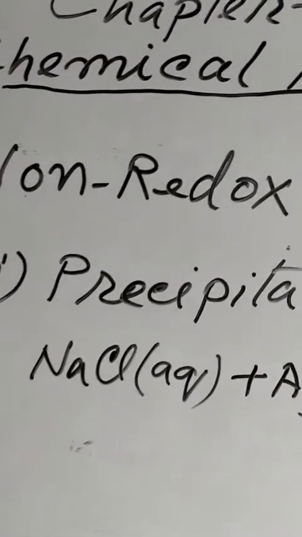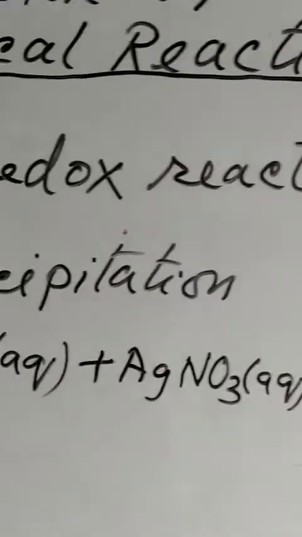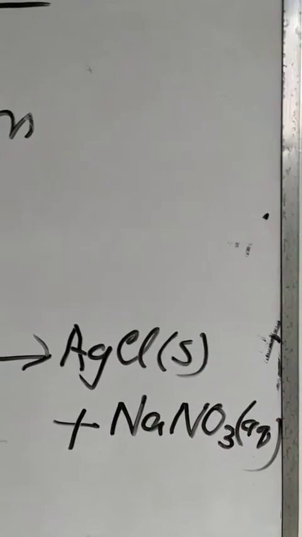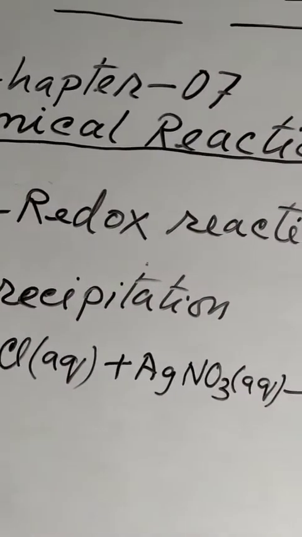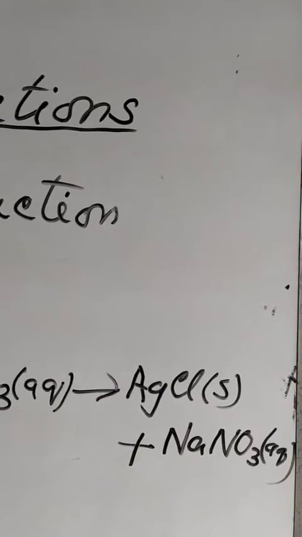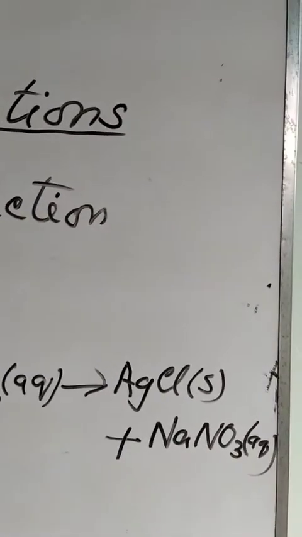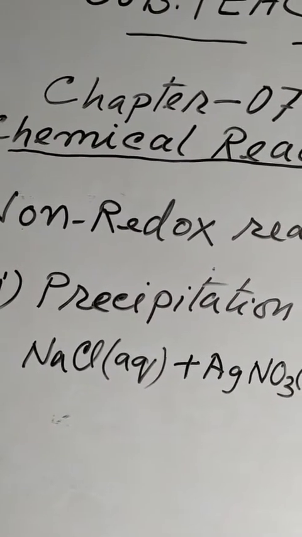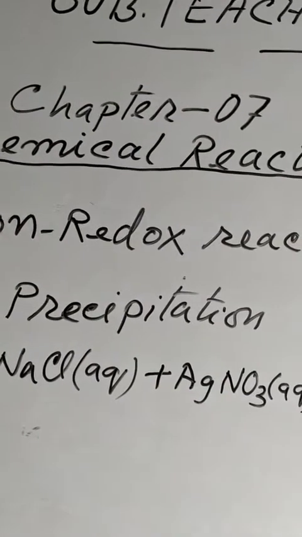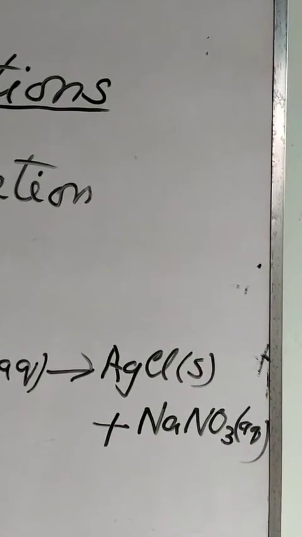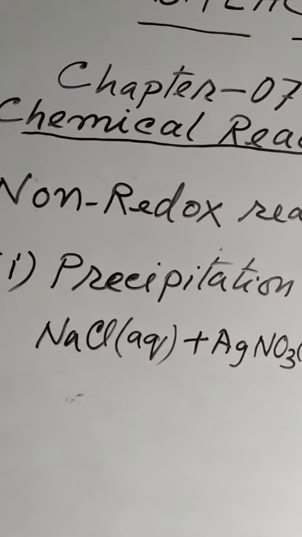Here sodium chloride is soluble, silver nitrate soluble. They are reacting in water, and after reaction silver chloride is produced, that is solid, insoluble, and soluble sodium nitrate. That means in this reaction an insoluble compound, silver chloride, is produced. So precipitation occurs, and this reaction is called precipitation. The reaction in which two or more soluble compounds react in a certain solvent producing an insoluble substance is called a precipitation reaction.